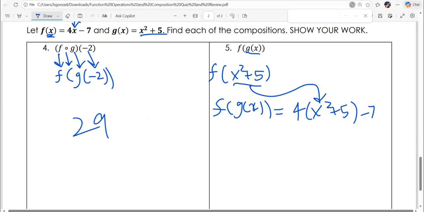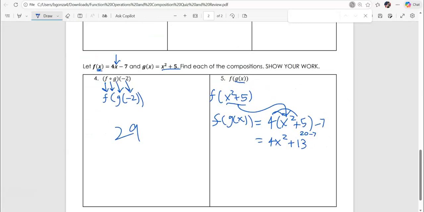No, we're not done. We have to take a quiz. Okay, now, last steps. To simplify, you got to distribute 4 times x squared, 4 times 5. 4 times x squared is 4x squared. 4 times 5 is what? 20, and then what's 20 minus 7? 13. That's it.